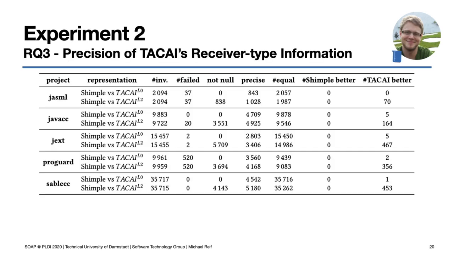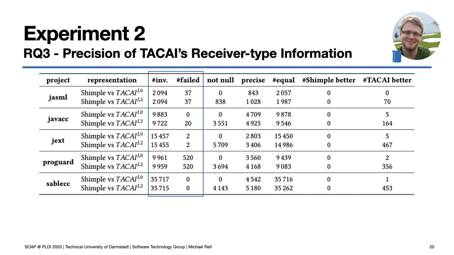Next, our third research question is about the precision of TACAI's receiver type information compared to Jimple. What we did here is we looked for all invocation statements in the projects and tried to compare the results, the types, with those provided by Jimple. As you can see here in the table, there are many invocations and we could almost match all of them.